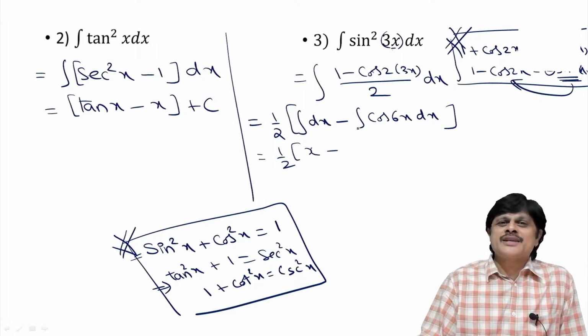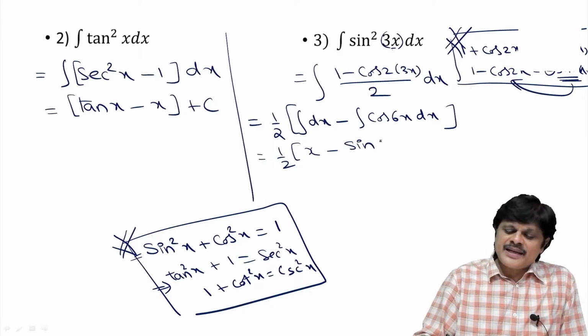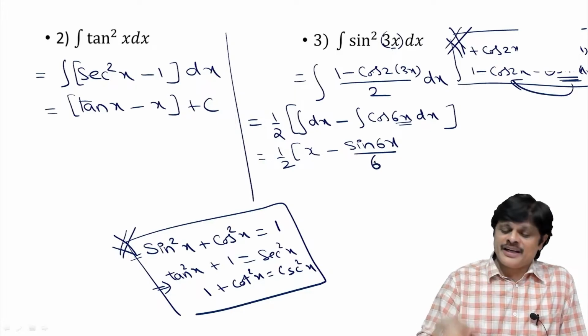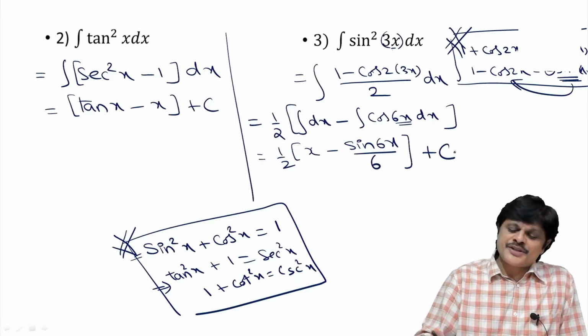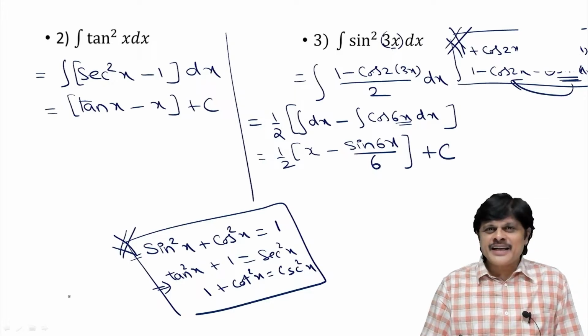What is integral of cos? Sine 6x by 6, see, when you have a linear factor, the coefficient should be divided when you do integration, plus constant of integration. Is the idea clear? Right.